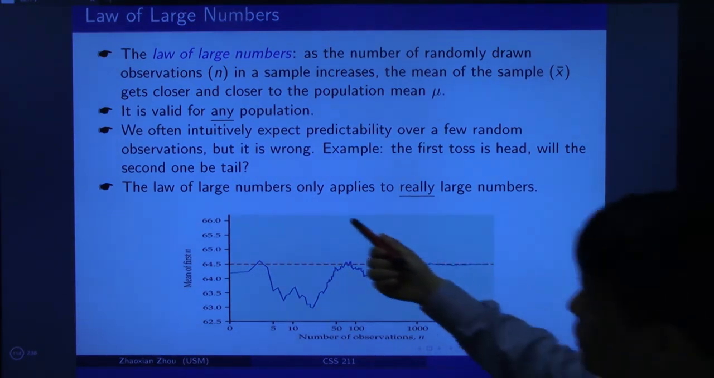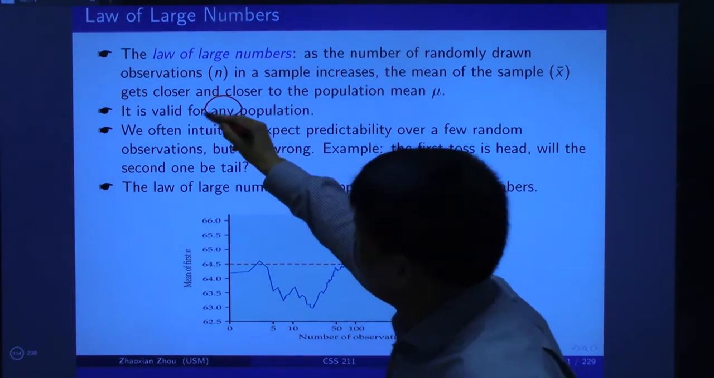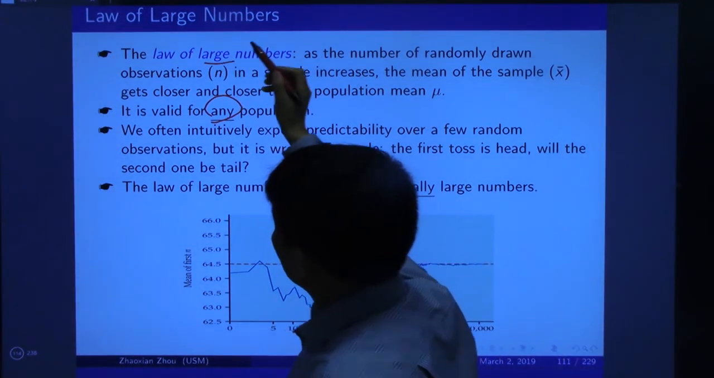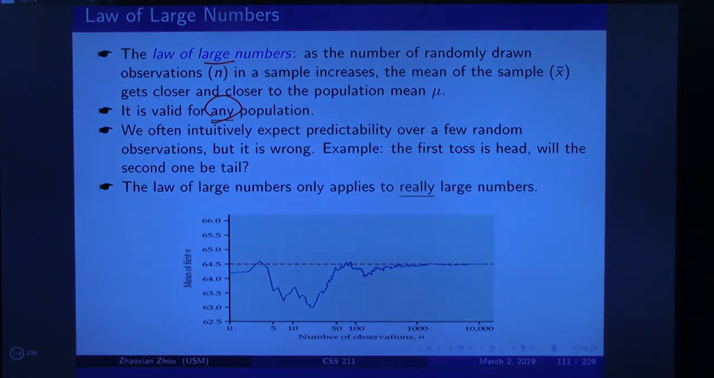Also, this one is valid for any population, not necessarily a normal distribution. We don't care what kind of population it is. Maybe normal, maybe not. We only care about large numbers. We want to increase the sample size. The larger the better. The larger the sample size, the closer the mean of the sample is to the population mean.